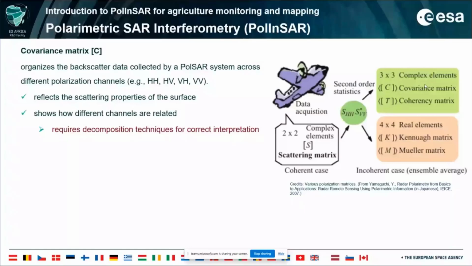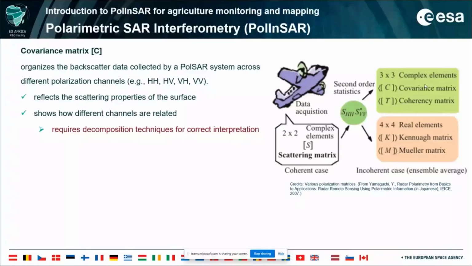Coherence helps monitor crop growth, detect changes in vegetation, and assess field conditions, for example. It can, for instance, also identify areas with healthy crops versus those affected by harvesting, plowing, or stress.